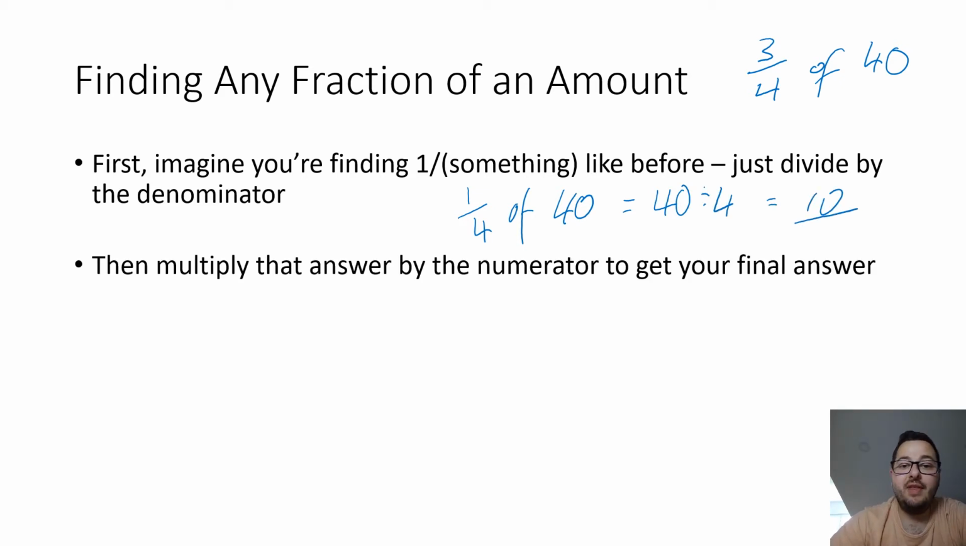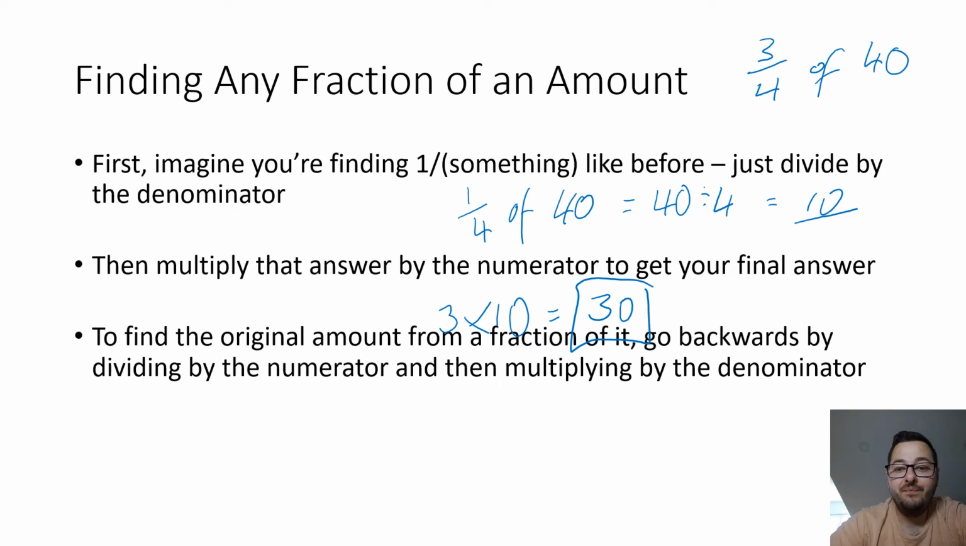Okay, and then once you've done that, you then multiply that answer by the numerator to get your final answer. So we found 1/4, which is 10. Now we want 3/4, so we do 3 times 10, which is 30, and that's your final answer. Let me just rub this out so we're not covering things. Sorry, let me just write this down properly. So this was 3 times 10, which is 30.